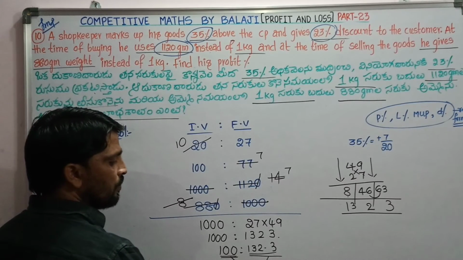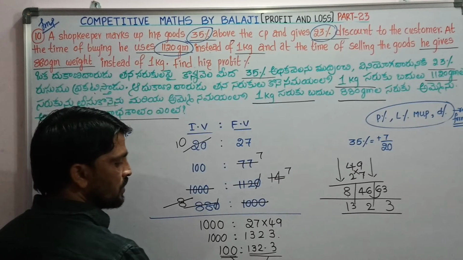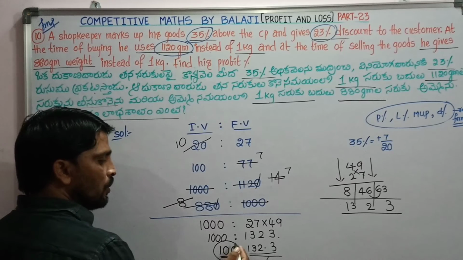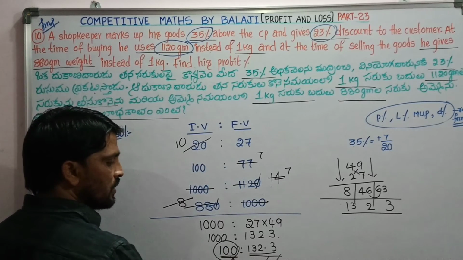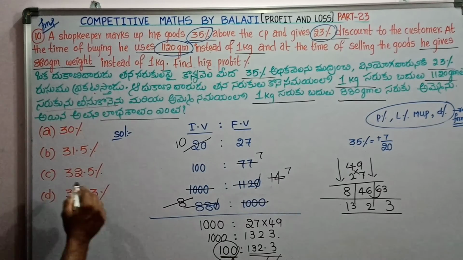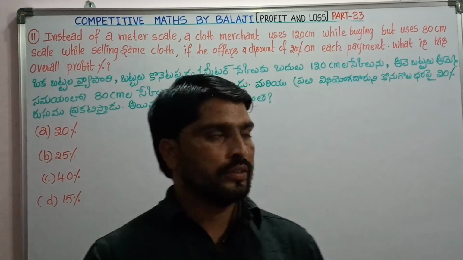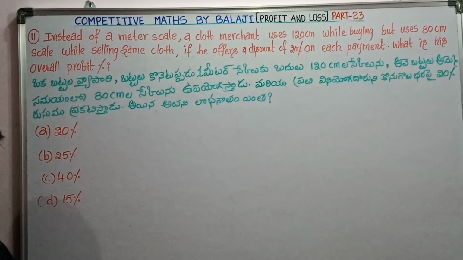There is a profit of 32.3%. Okay, since the profit is made on 100 units, it directly gives us the percentage. So the answer is 32.3% is his profit. Okay, next question, 11th one.